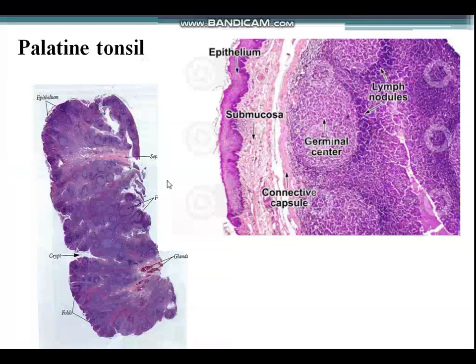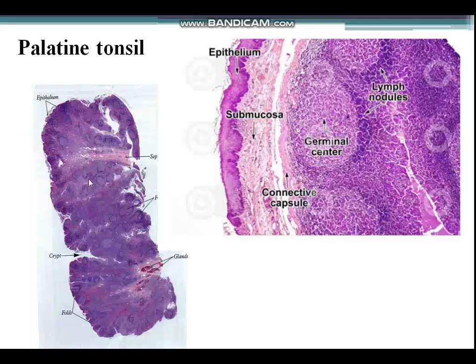Palatine tonsil. The palatine tonsil is part of the lymphoid system, the immune system that protects our body from any invaders. The palatine tonsils are part of the lymphoepithelial ring, or Waldeyer ring, that surrounds the entrance of the alimentary canal and also the respiratory system.